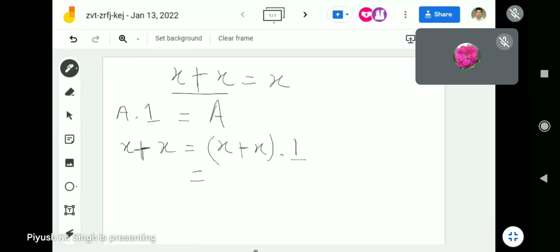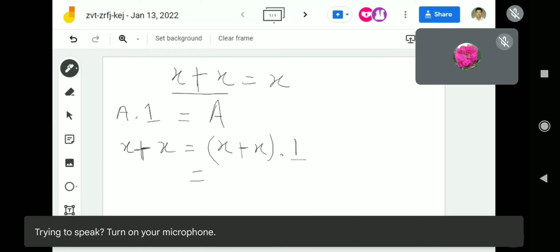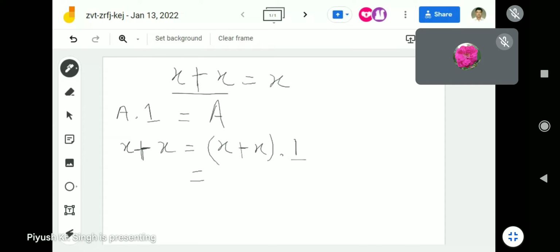Now after this, it is also known to us that if I have x, then there always exists an x bar for that. Suppose x is equal to 1, then x bar will be equal to 0. If x is equal to 0, then x bar will be equal to 1. This is always true. So I can write even x plus x bar is equal to 1.